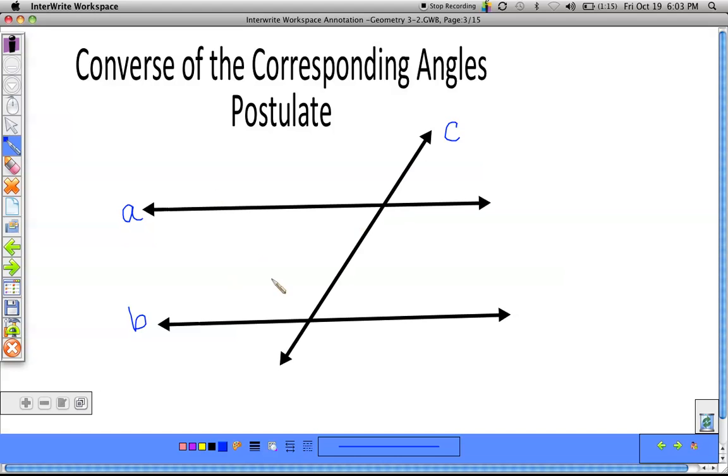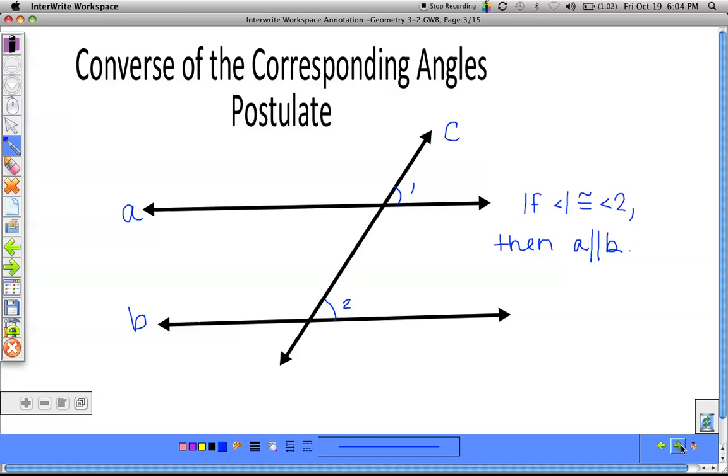So we have our two lines, A and B, and our transversal, which I've labeled C, and we're looking for corresponding angles. So let's put angle 1 and angle 2. So this postulate says that if angle 1 is congruent to angle 2, then A and B are parallel. So again, last time we were given the information A and B are parallel, so 1 and 2 must be congruent, but now we're just going the other way. So it's pretty easy. If angle 1 and angle 2 are congruent, then A and B are parallel.